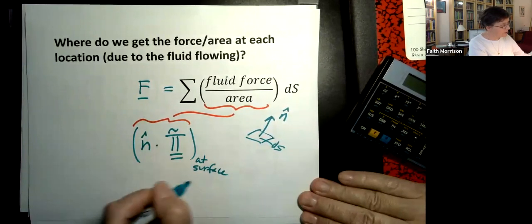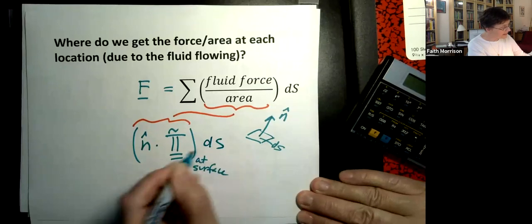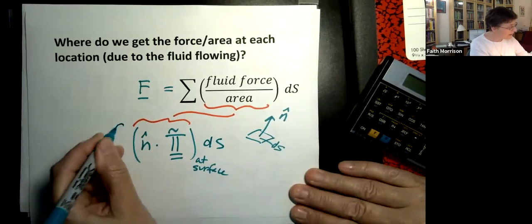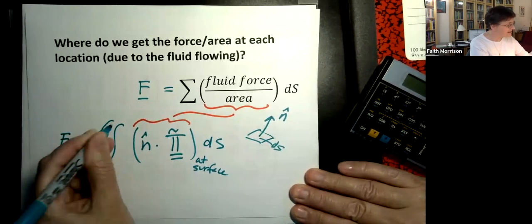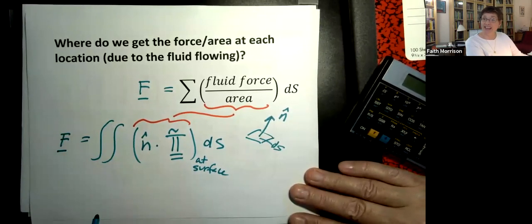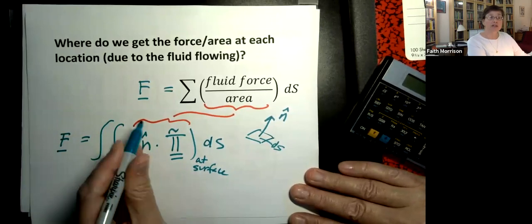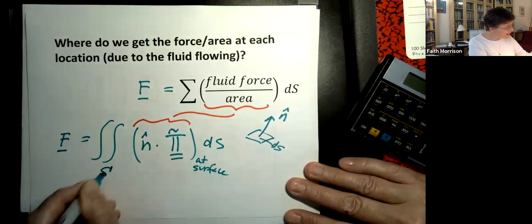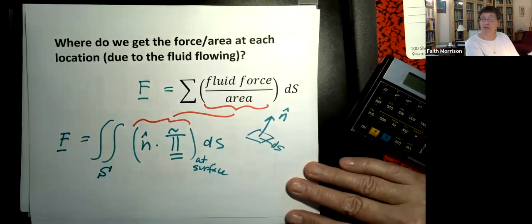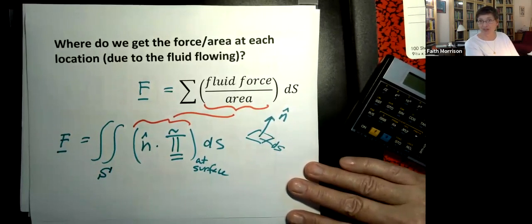So we take this fluid force per area, we multiply it by the area, and we add them up, which is the same as integrating to get the total force. These integral signs are really elongated S's. Think of them as summing. So we're summing over all the dS's until we get the entire domain, the entire surface we're thinking about, covered. So that's that surface capital S.